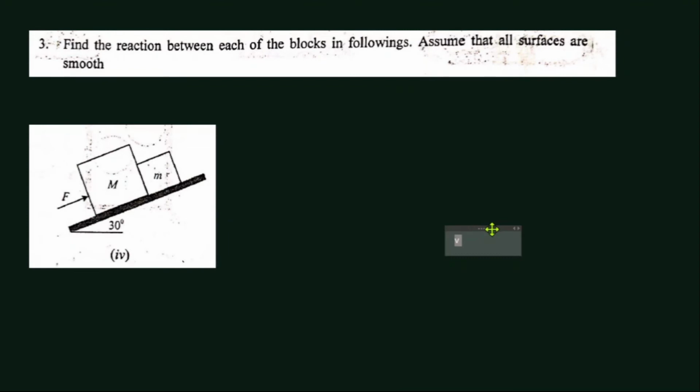Okay, guys. Let us see this problem, right? So here, what they're saying is, find the reaction between each of the blocks in the following, right? We need to find the value of the reaction, right? So they have asked us to assume all the surfaces are smooth, right? So we need to find the value of the reaction. Okay. So let us draw a free body diagram of this image first of all, right? That will be easy, right?